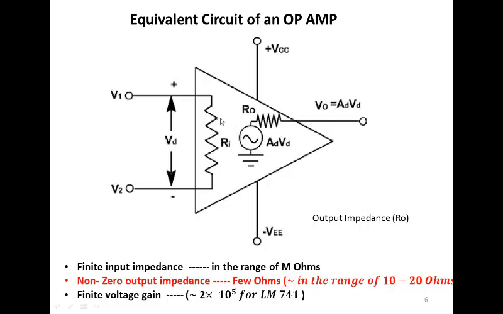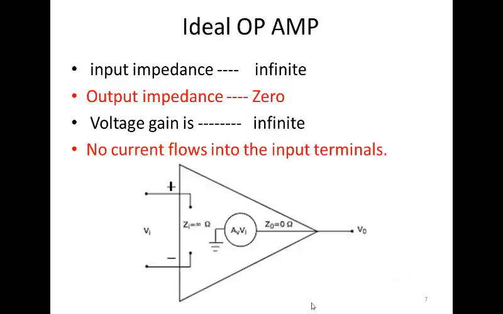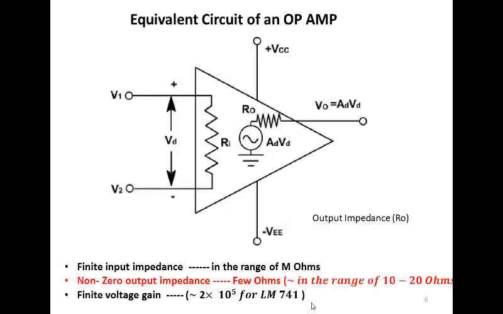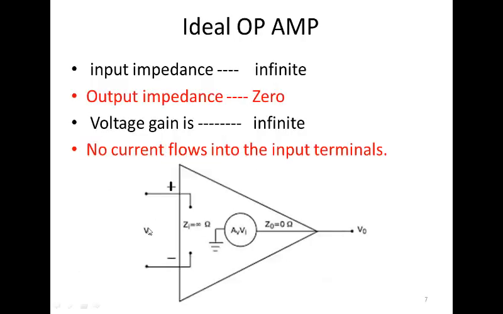So what would be the importance of having input impedance high and output impedance low, that we will see later on. So the op-amp should have the input impedance very large and output impedance very small. The op-amp has a finite voltage gain, and it is of a large value, around 2 into 10 to the power 5 for the LM741 op-amp. So from these characteristics of the op-amp, from the terminal point of view, we can idealize an op-amp.